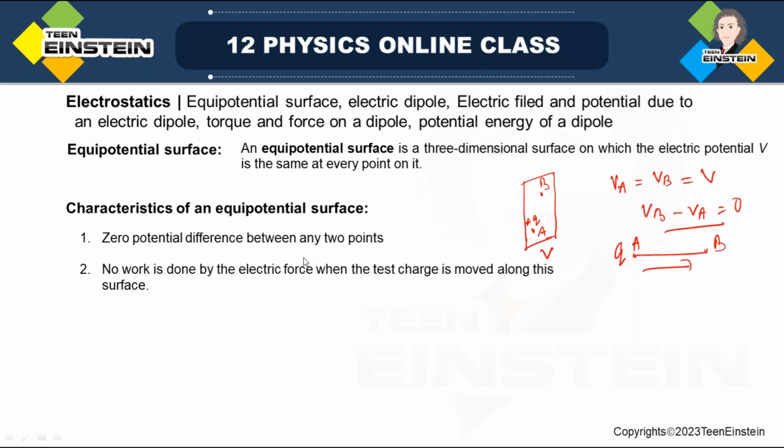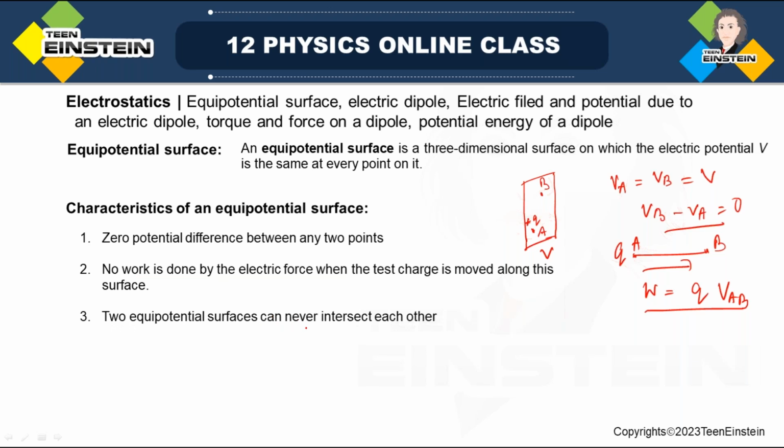So I was discussing that there will be no work done if we take one charge Q from A to B. Since there is no potential difference, actually work done is Q into V, in this case VAB. If there is no difference in the potential, I don't have to perform any work to move a charge from one point to another. So no work is done by the electric force when a test charge is moved along the surface.